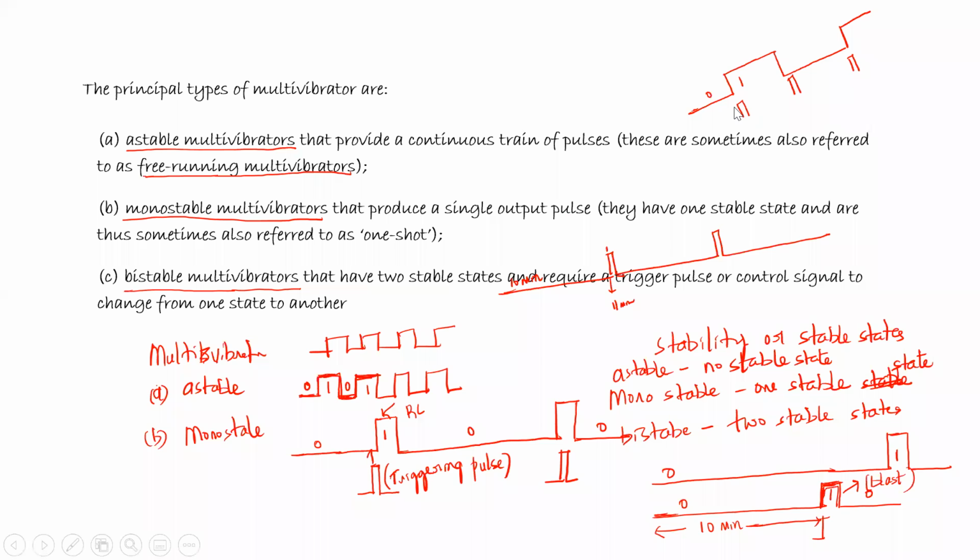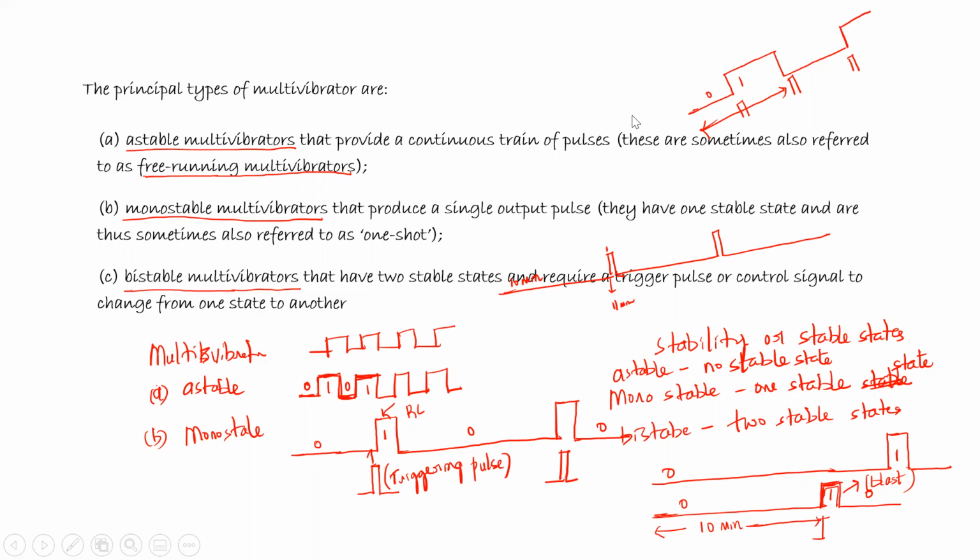That means for 0 to become 1, we have to apply a triggering pulse. For 1 to become 0, we also have to apply the triggering pulse. So how many times is a triggering pulse applied in one clock duration? One clock cycle is from here to here. For 0 to become 1, you need a triggering pulse, and for 1 to become 0, you also need a triggering pulse. Is that okay with you? That is what bistable is. Is that understood now?